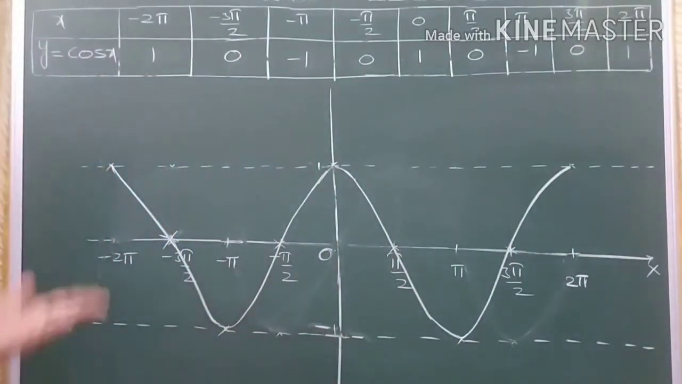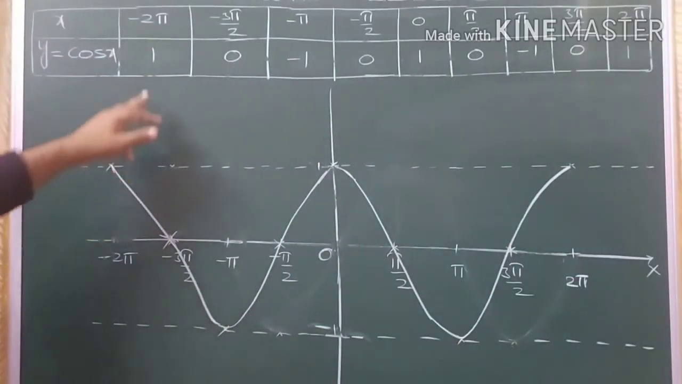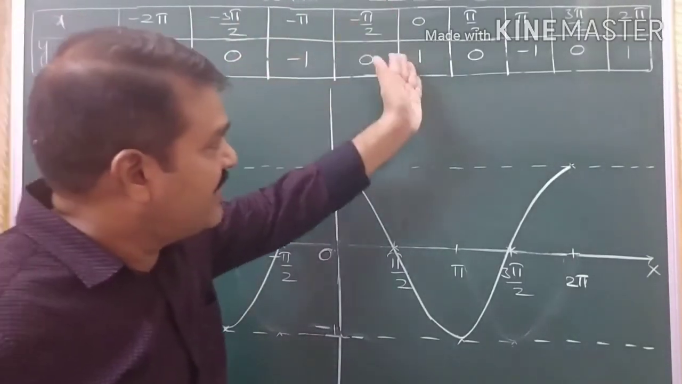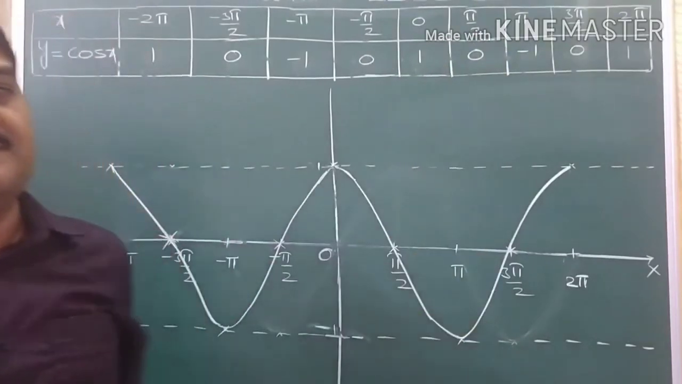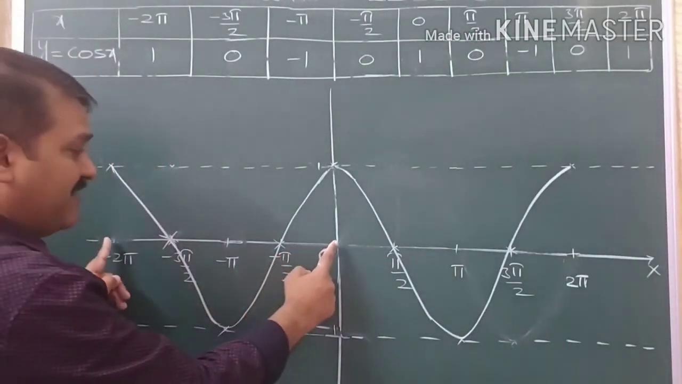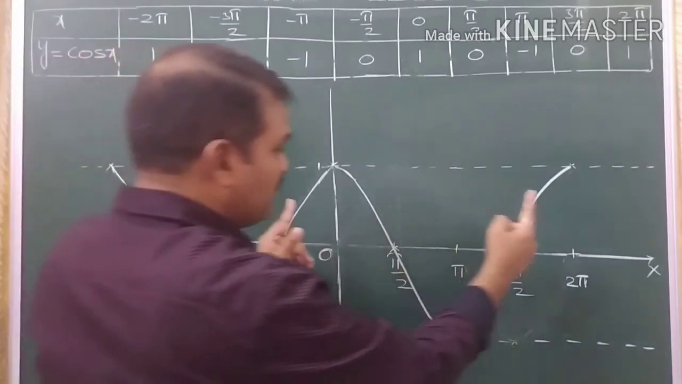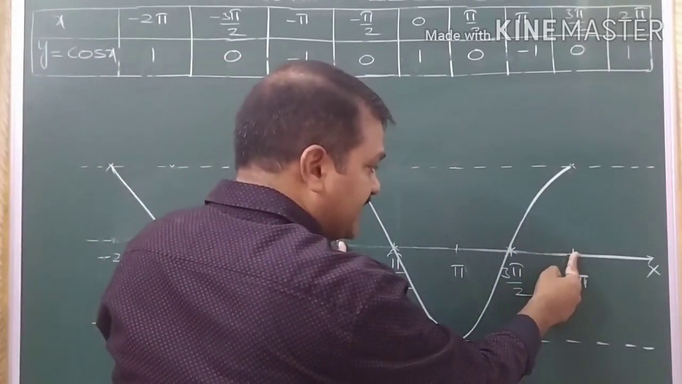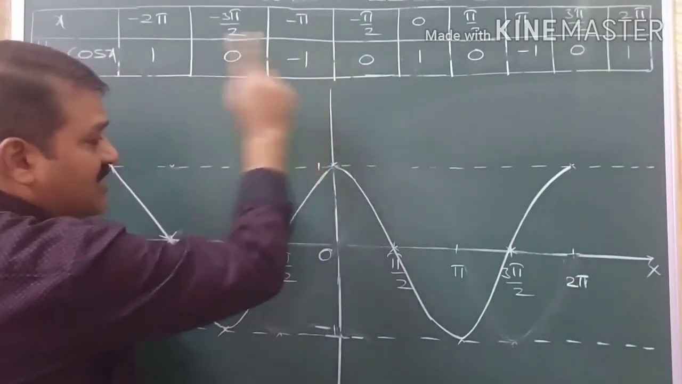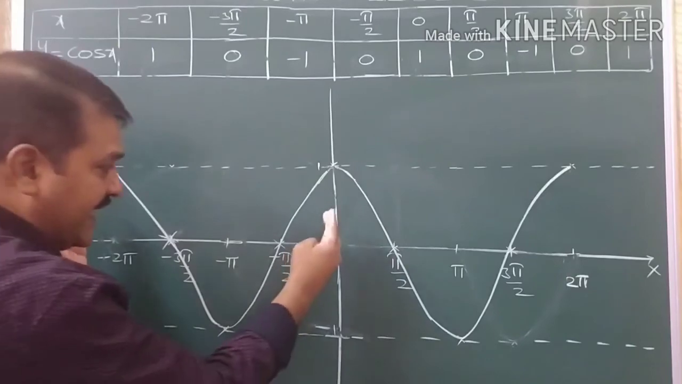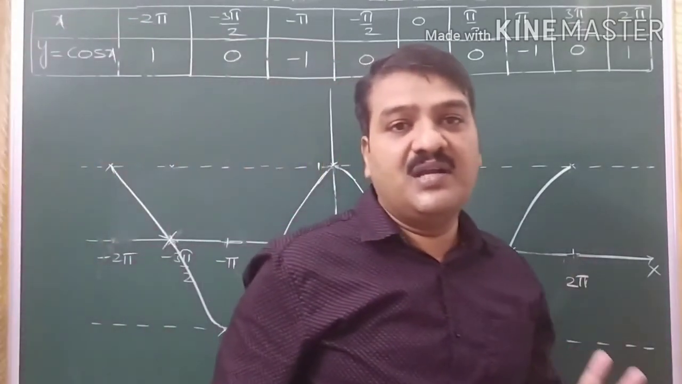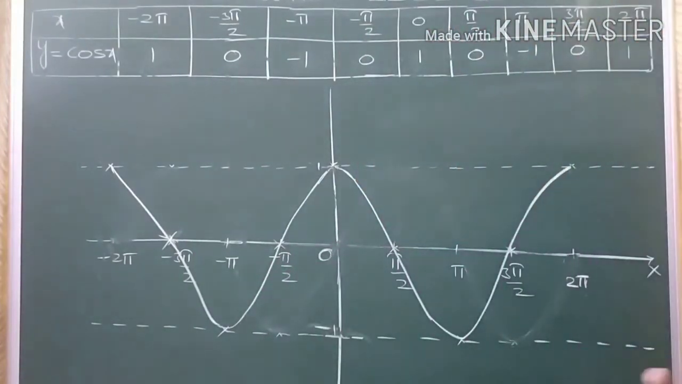Why the graph is repeating? Because values are repeating. You can see between -2 pi to 0, whatever values we are getting, the same you are getting for 0 to 2 pi also. So therefore, for cos function also, for every 2 pi radians, the graph is going to repeat. For every 2 pi radians, the values of the function are going to repeat. So the interval for which the graph is repeating is 2 pi. That is called as period of cos function.